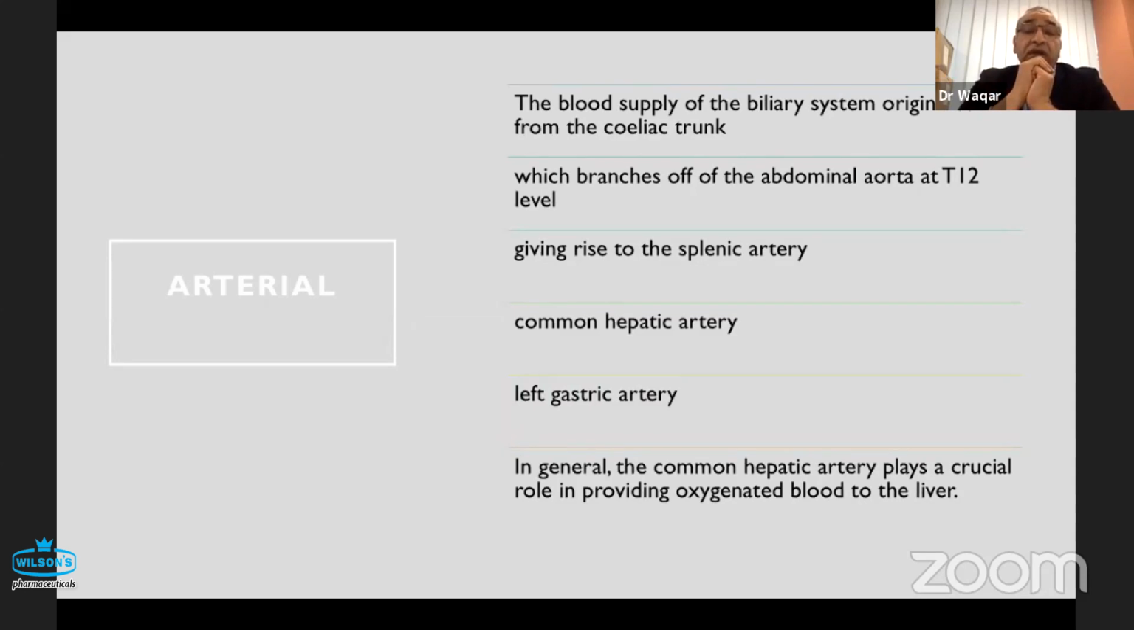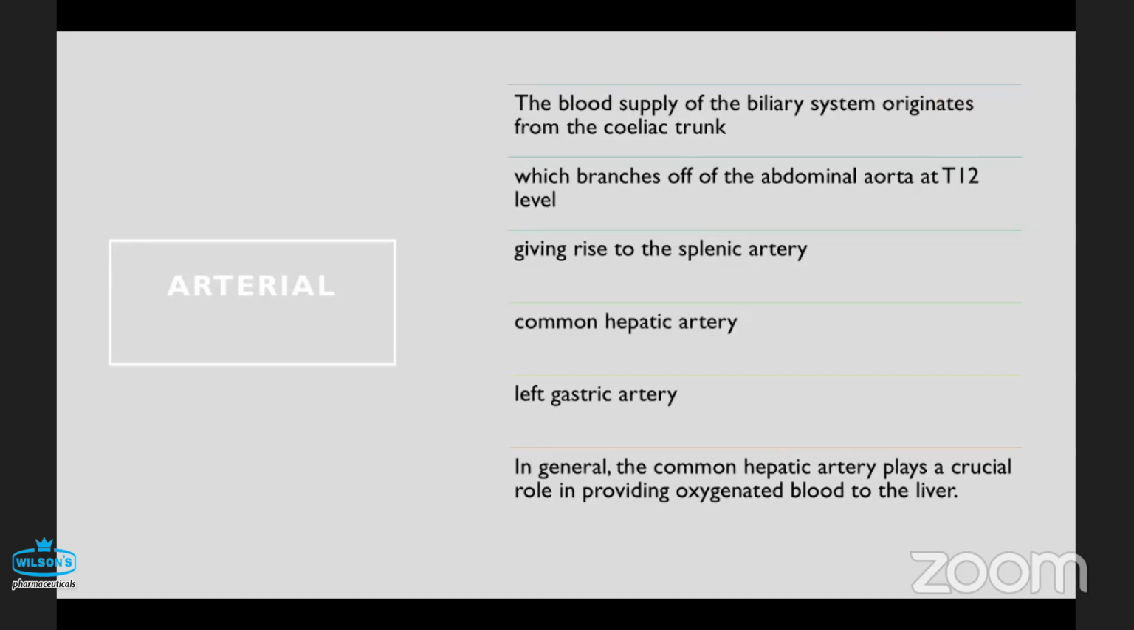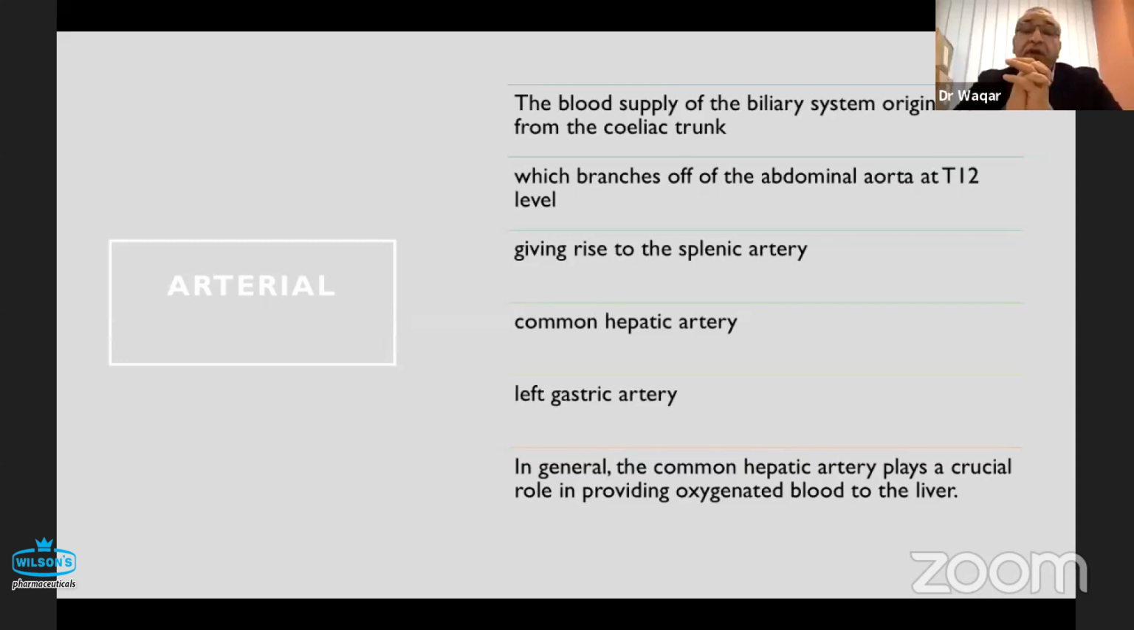Now, just to give you a background of the arterial supply of the papilla or the duodenum, the blood supply of the biliary system originates from the celiac trunk, which is a major branch of the abdominal aorta at thoracic 12 level. It gives rise to the splenic artery, the left gastric artery, and the common hepatic artery. The common hepatic artery, of course, is of interest to us because that, in this context, supplies most of the oxygenated blood to the liver and also the duodenum.